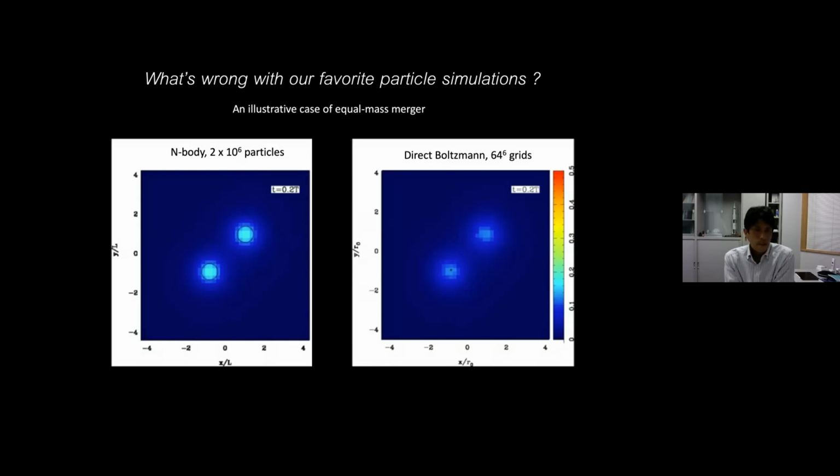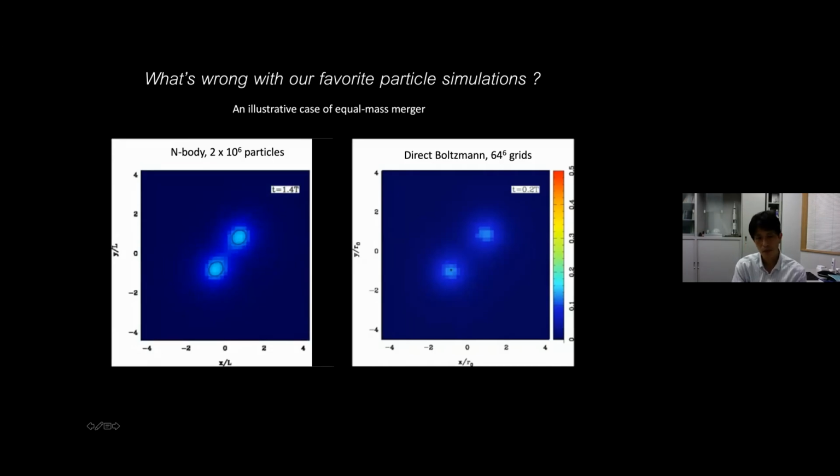So here I have an interesting experiment. We have a good N-body solver, so we can easily run 2 million particle simulations on my laptop. We also have a direct Boltzmann solver in full phase space, but with poor resolution, 64 to the power 6 or so. Here I simulate a very simple equal mass galaxy merger. Perhaps the movie would be one of the most boring movies you have seen this year, but let me show it anyhow. This is a simple merger.